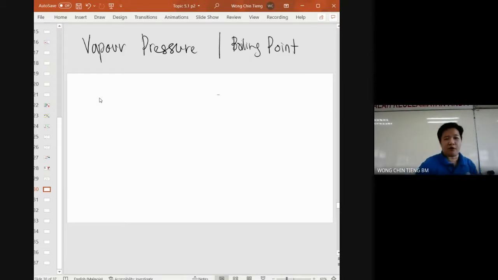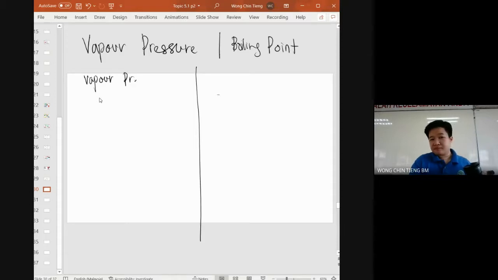Which one will the water boil faster? With the lid or without the lid? With the lid, miss. With the lid. Okay. So, next question. What is vapor pressure? Anyone? Anyone? Vapor pressure.